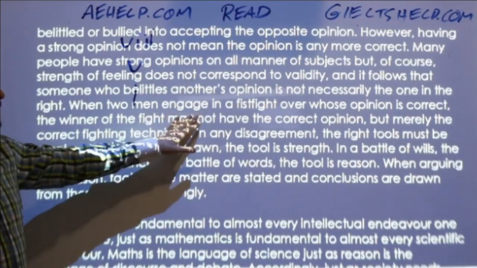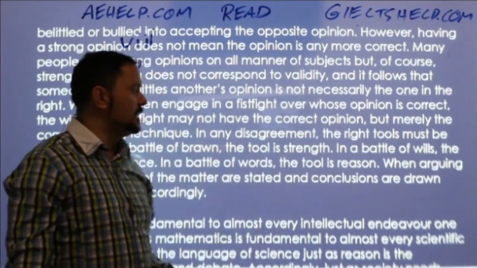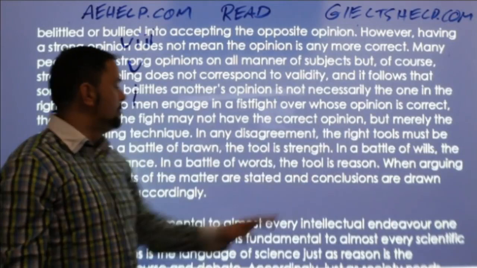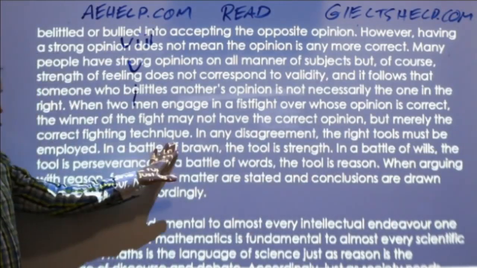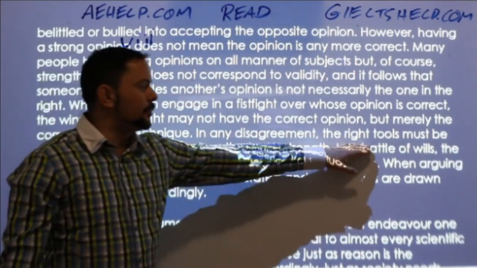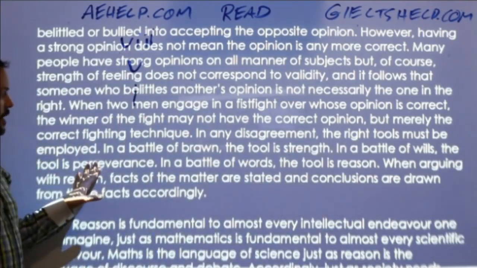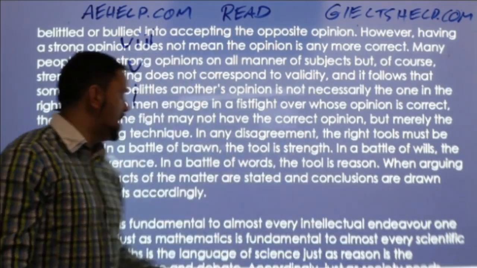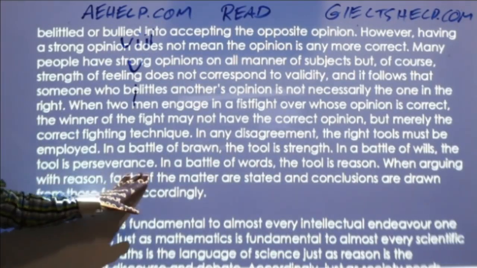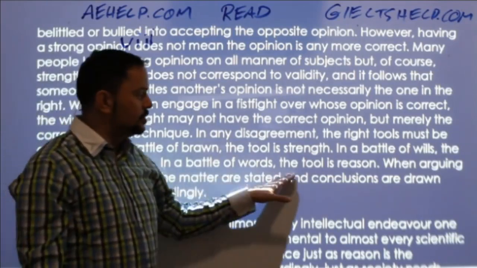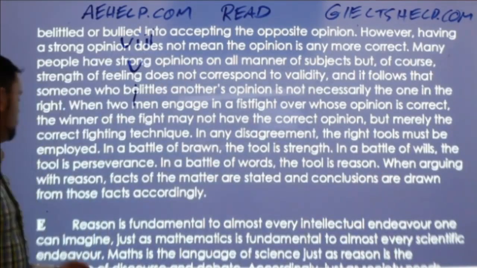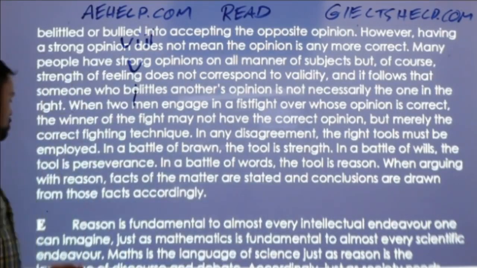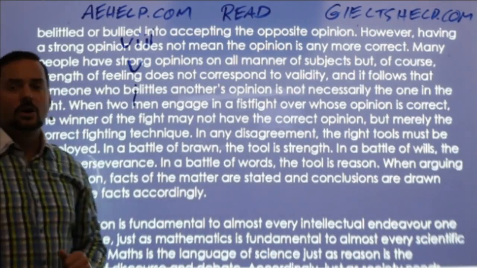When 2 men engage in a fist fight over whose opinion is correct, the winner of the fight may not have the correct opinion, but merely the correct fighting technique. In any disagreement, the right tools must be employed. In a battle of brawn, the tool is strength. In a battle of wills, the tool is perseverance. In a battle of words, the tool is reason. When arguing with reason, facts of the matter are stated and conclusions are drawn from those facts accordingly.